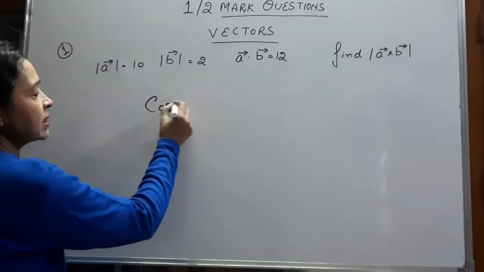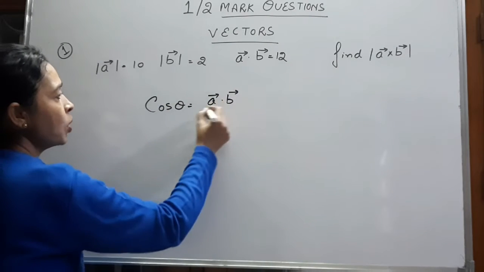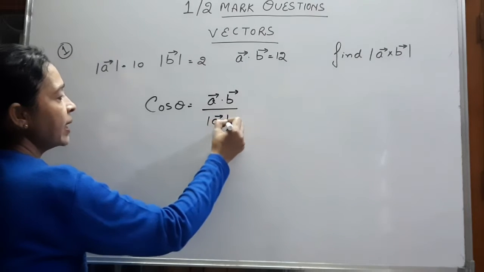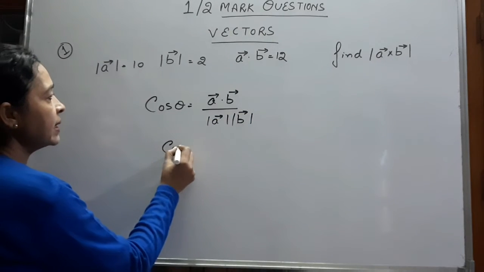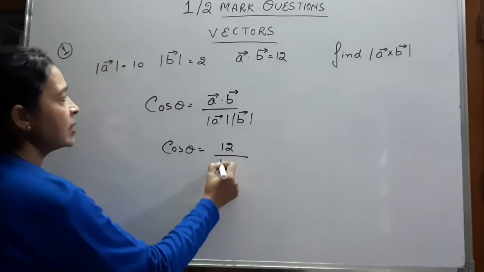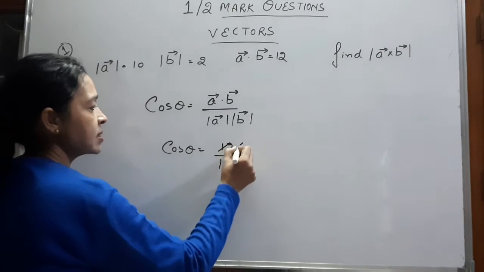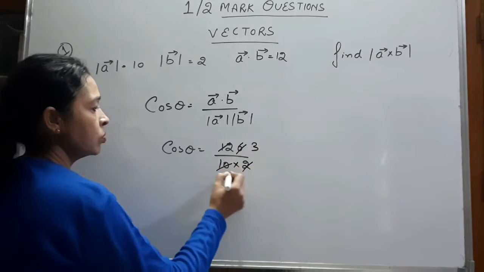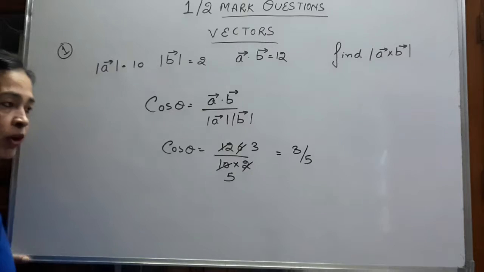बच्चे, what is cos theta? Cos theta is vector A dot vector B upon magnitude of vector A into magnitude of vector B. Now cos theta is equal to A dot B, which is given 12, upon magnitude of A, 10, into 2. This is 2 6s are, 2 3s are, 2 5s are. Cos theta is 3 by 5.